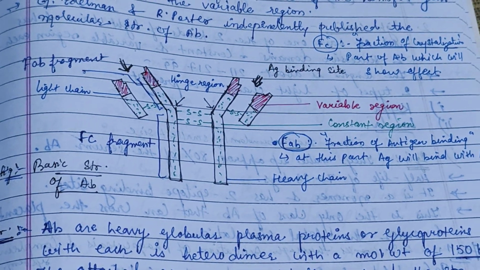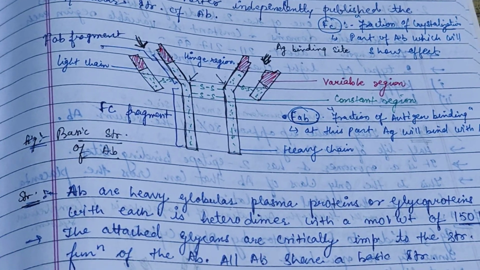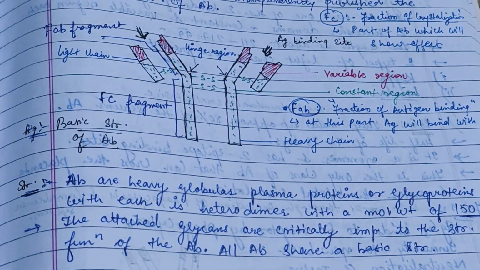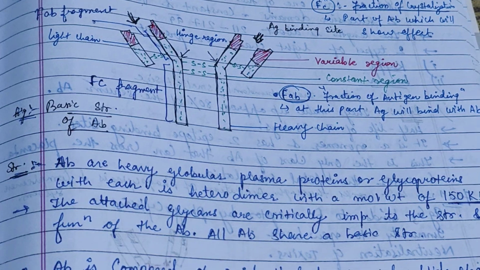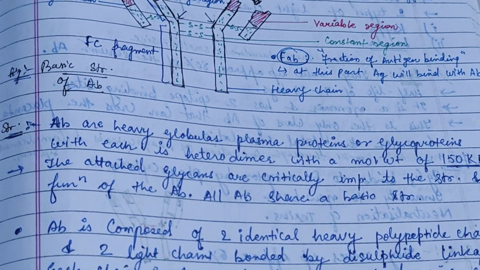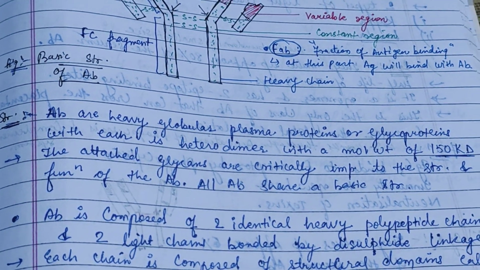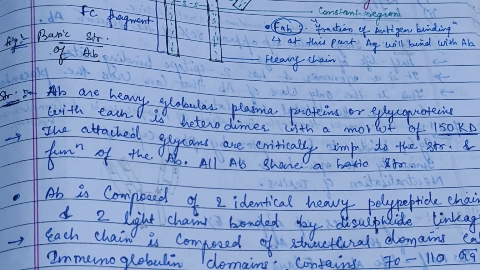The basic structure of the antibody is here, in which four types of polypeptides are involved: two light and two heavy. The two light chains and the two heavy chains are present here. The Fc represents the fraction of crystallization, while the Fab is the fraction of antigen binding site, the part where antigen will bind with antibody.